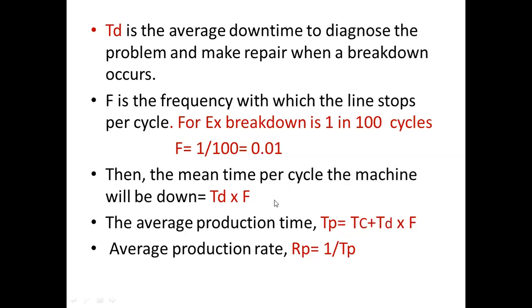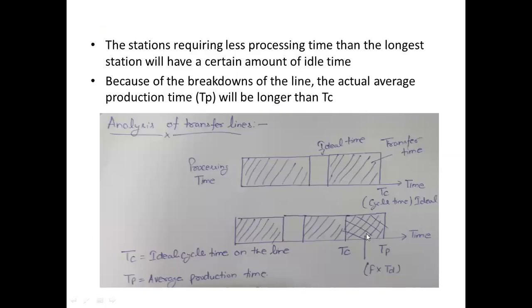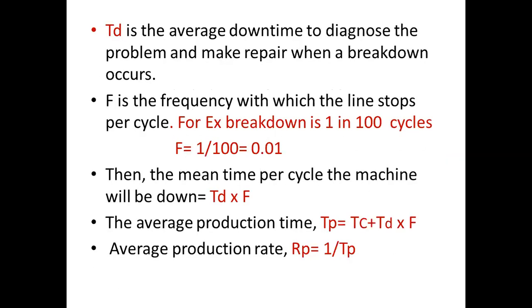for the calculation of the mean time per cycle. So you can calculate this TD into F, and this will be added to the production time. You have to add this time so that you can calculate the average production time, TP. So the average production time, TP, will be in this case TC plus TD into F. If you want to calculate the average production rate, this rate RP equals 1 upon TP. TP is the average production time, then you can calculate the average production rate.